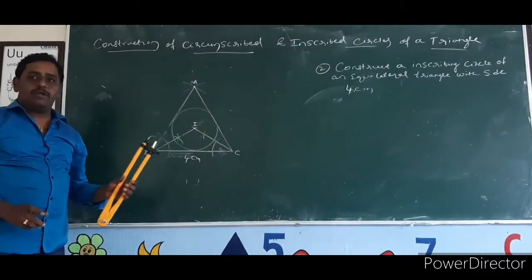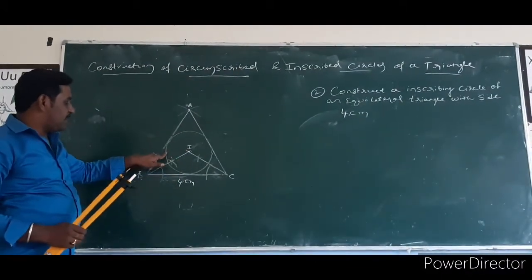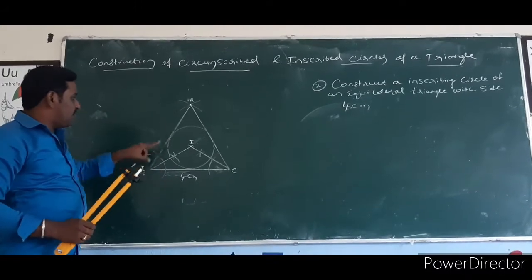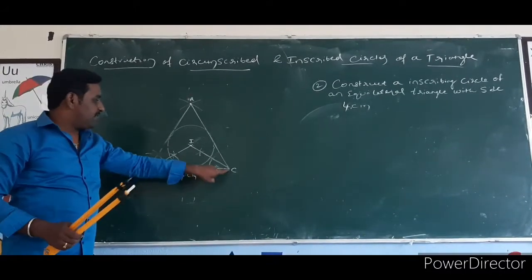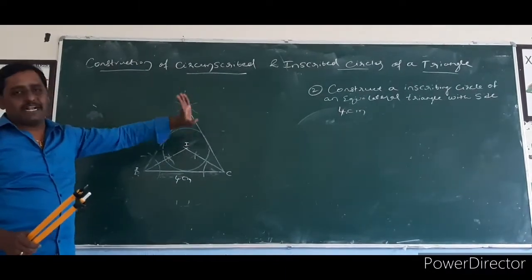You can construct it. Now look at the triangle. The circle is inside the triangle. That circle is touching all the sides of the triangle, AB, BC and AC. This is the construction for inscribed circles.